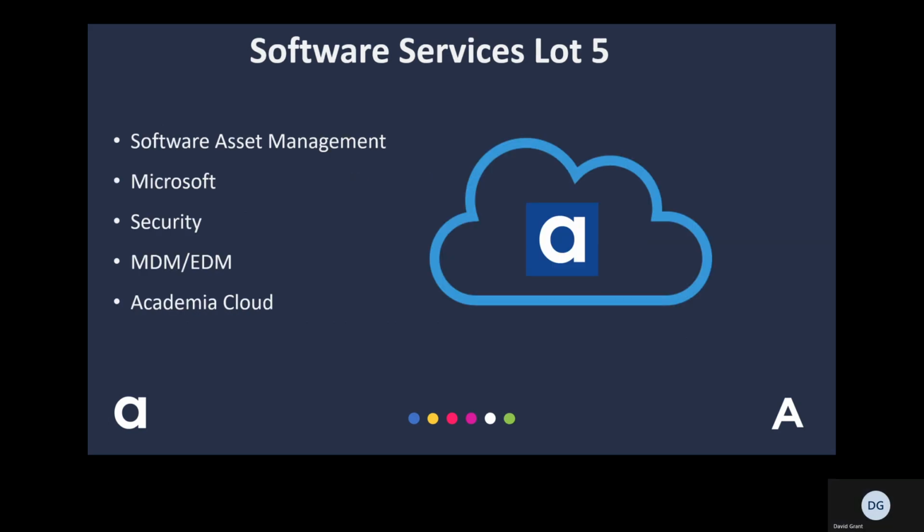And the last lot is software services. So I should mention at this stage that lots 1 to 4 allow you to procure the software with services attached. Lot 5 is designed for when you just require services. The first two bullet points here are software asset management and Microsoft, and we've referred to those as they were the two scenarios the tender was based on, and we scored very well on both.